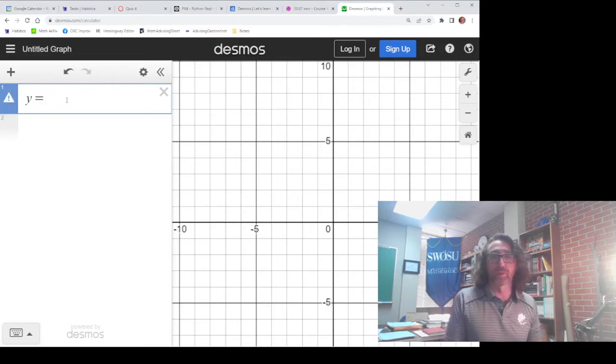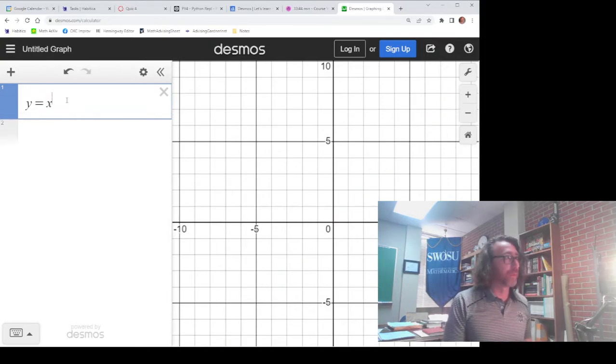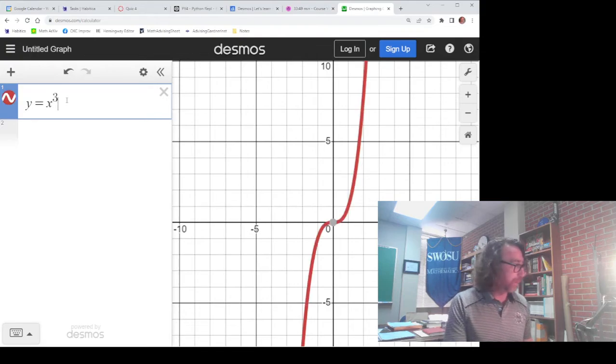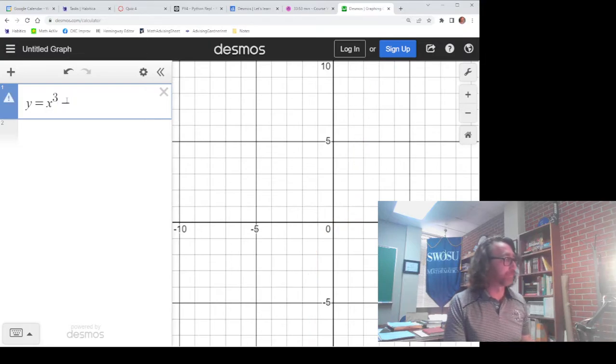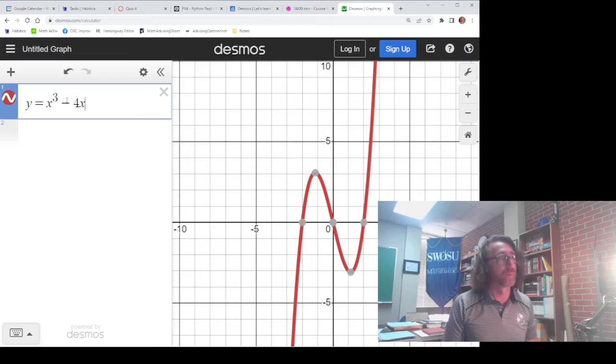Even functions, you're probably thinking, okay, well, there must be something called an odd function, and there is. If I were to write something down like this, x to the third minus 4x, you'll see this does not have y-axis symmetry, but it does have a certain kind of symmetry.